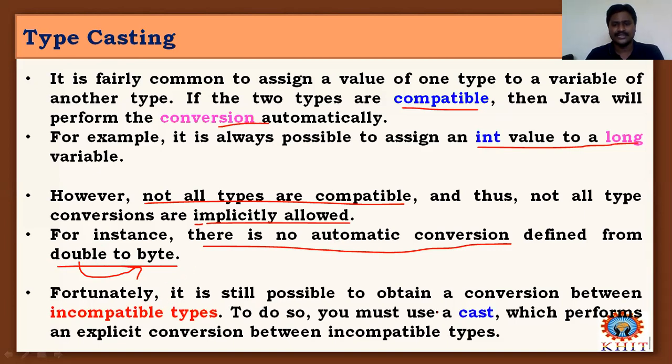Fortunately, it is still possible to obtain a conversion between incompatible types. We can allow it, but we need to do a process called casting, which performs an explicit conversion, not implicit, between incompatible types.